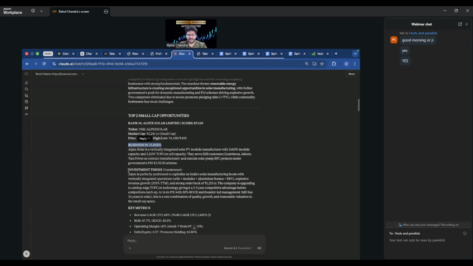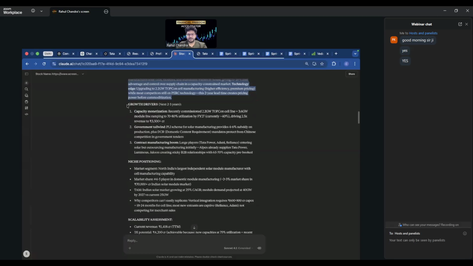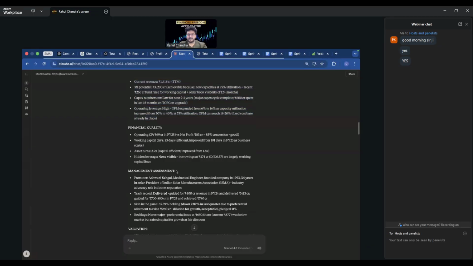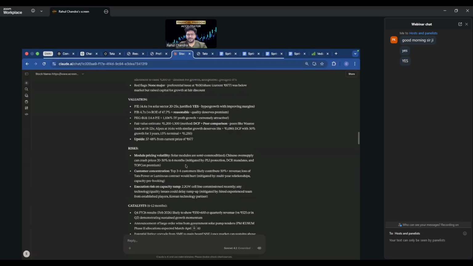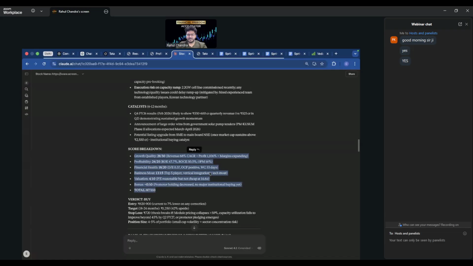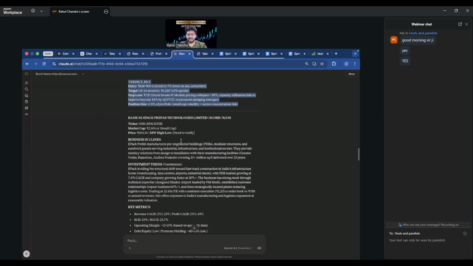It tells you why Alpex, gives you the business in two lines. What is the investment thesis? What are the key metrics? What is the competitive advantage of this particular stock? What are the growth drivers? What is its niche positioning as it's a small cap? How scalable is it? What is the quality of its financials? What is the management's quality? What is the valuation? What are the risks? What are the catalysts? How has it come to this scoring? What is its verdict? And the next one is EPAC Prefab Technologies.